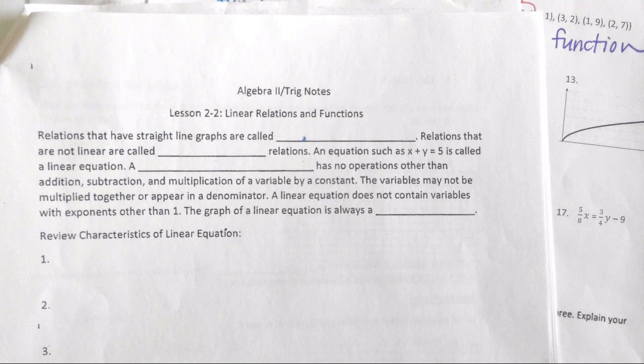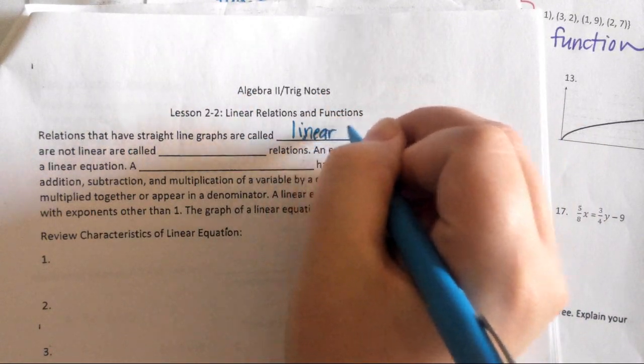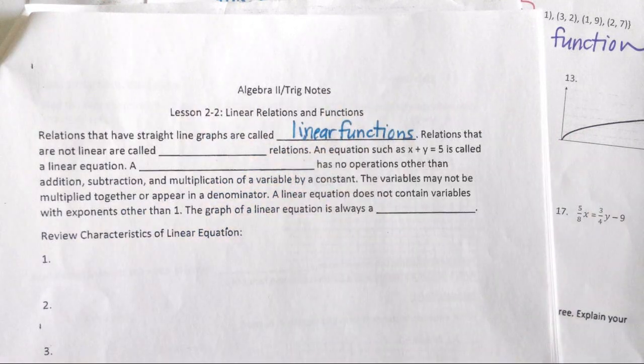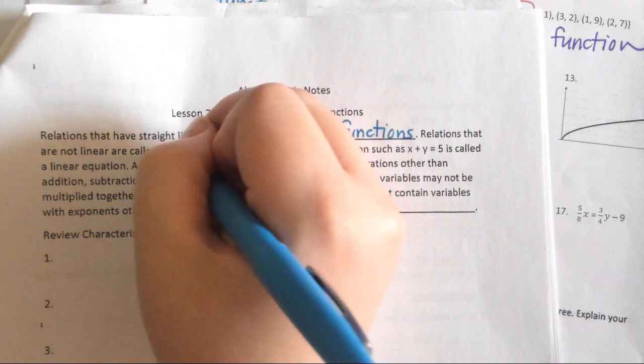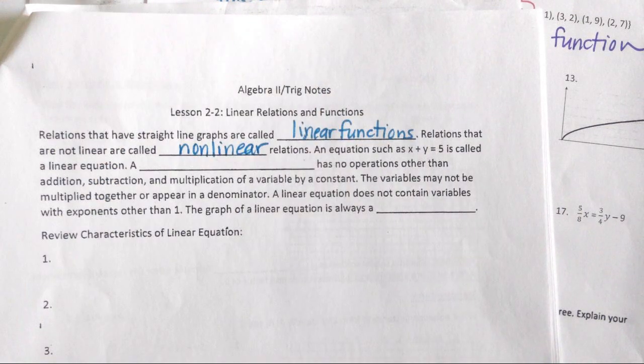So it starts off with relations that have straight line graphs are called linear functions. Relations that are not linear are called, anyone know if you're not linear, you're called this? Non-linear. Table 1 gets a point. They're called nonlinear relations. An equation such as x plus y equals 5 is called a linear equation.